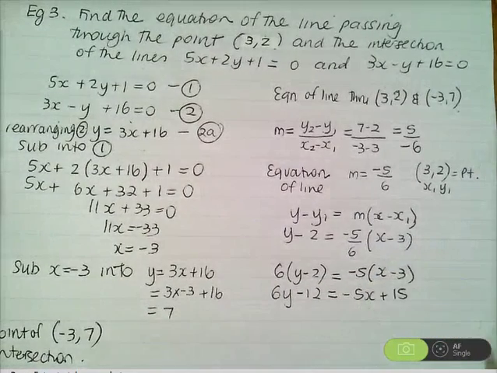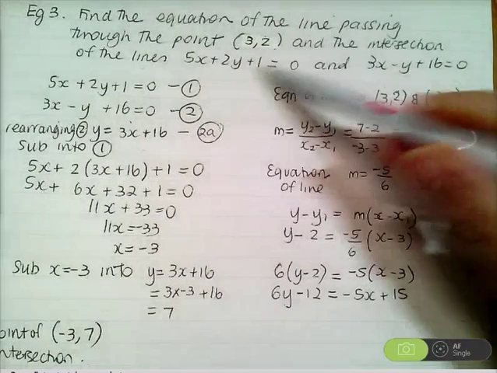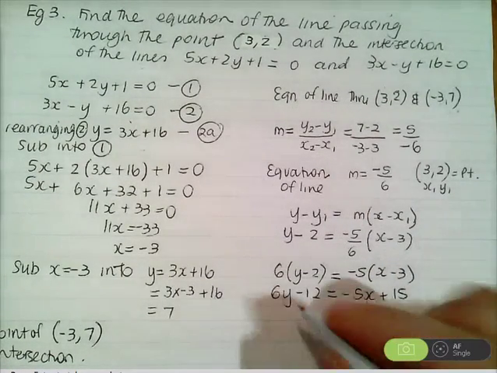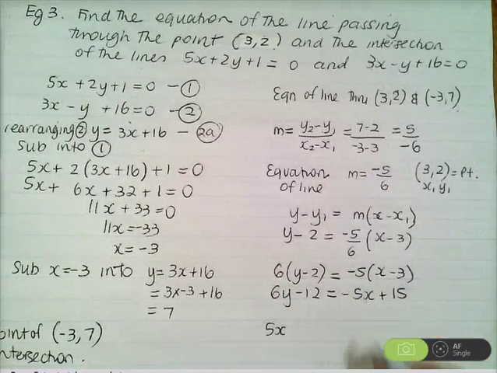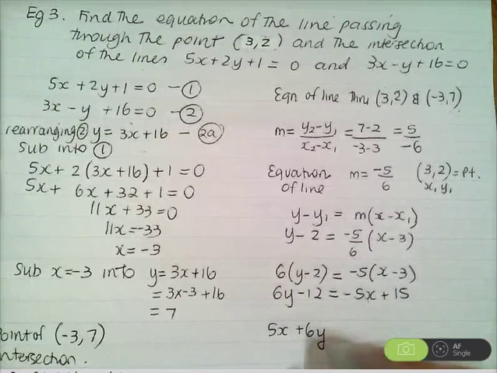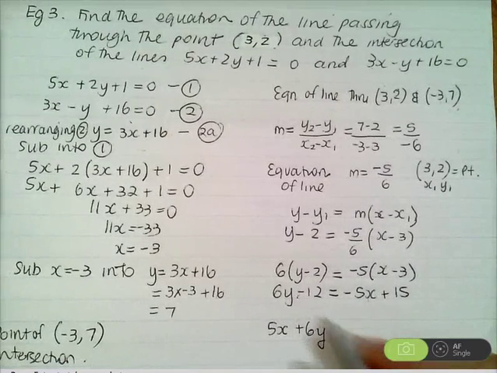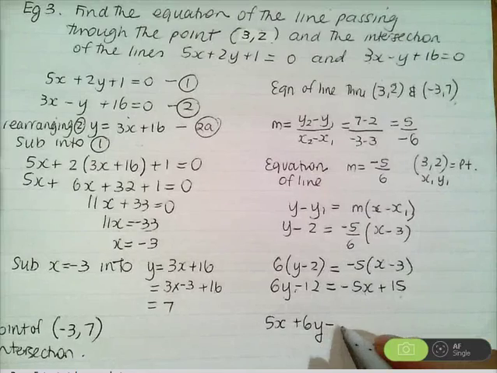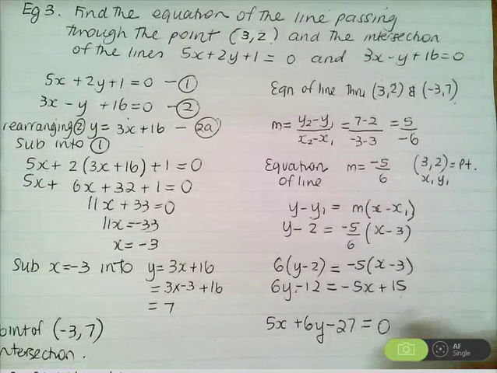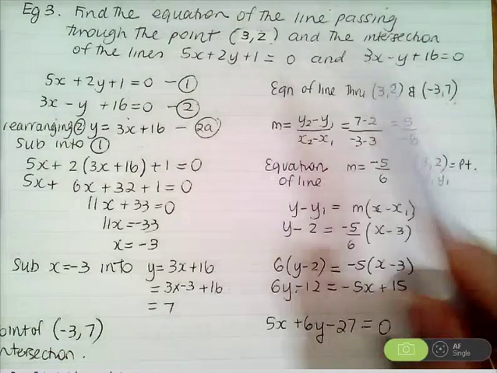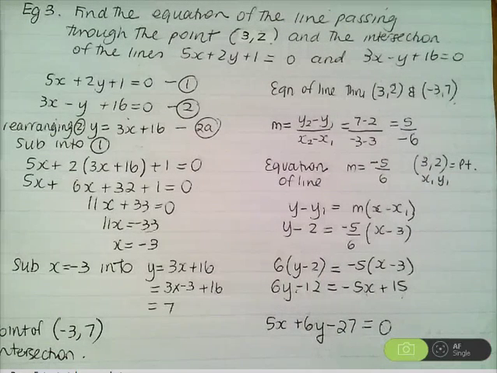Now we need to put this into general form, as these are here. And the coefficient of the x here is negative, so we need to take everything over to the left. And when we do general form, the x term comes first, so we get 5x over here, then the y term, plus 6y. Now we've got negative 12 over here, and we're bringing this 15 over, so we'll get negative 12 minus 15, which is minus 27, equals 0. So that is the equation of the line passing through the point 3, 2, and the intersection of those two lines.